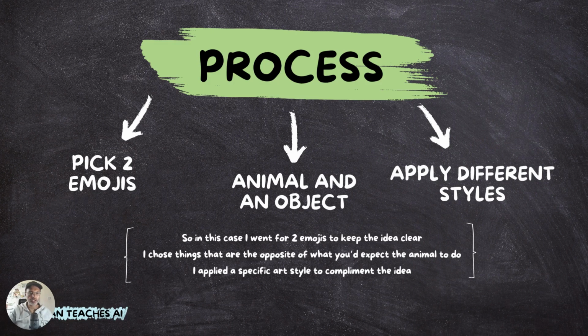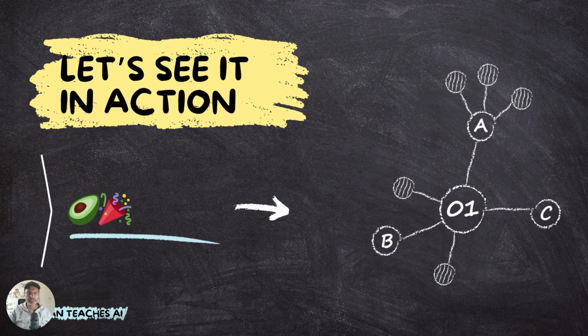I pick two. I've picked here in these examples just two emojis. I've kept it really, really simple for MidJourney to understand. I have gone for an animal and an object, so I chose things that are actually opposite of what you would expect the animal to do. And that's how I got these really interesting images. In these specific examples, I've actually applied an art style, a mood board that I made in MidJourney, and I'll show you how to do that in future videos. Okay, so let's see it in action.